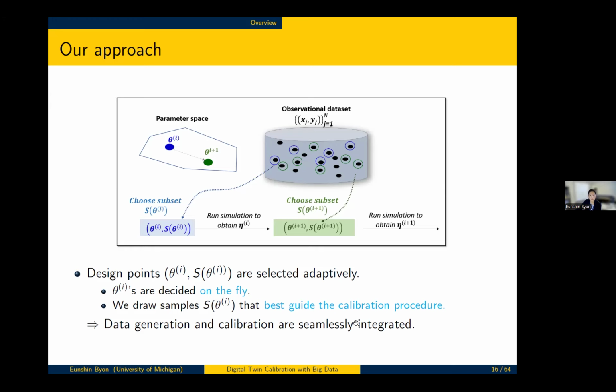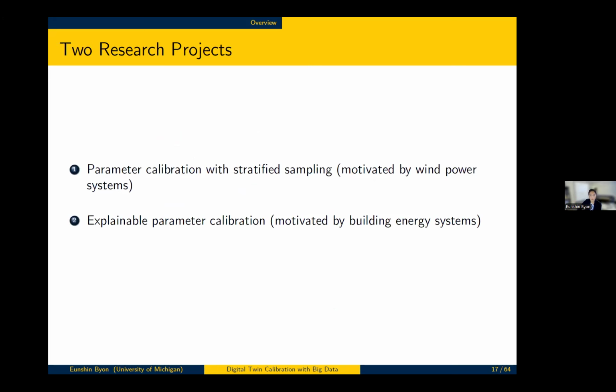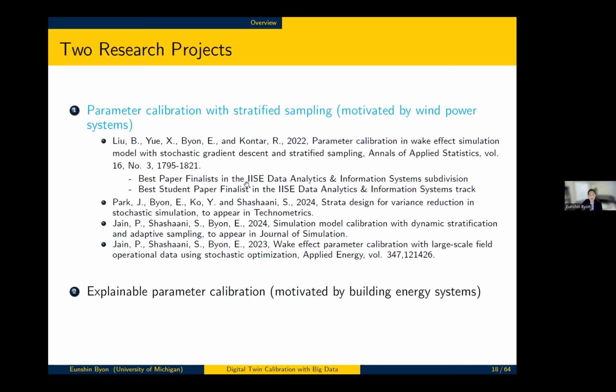So theta i's are decided on the fly, and we draw samples that best guide the calibration procedure. So data generation and calibration are not separate, but seamlessly integrated. So this is the overarching idea of digital twin calibration with big data. And under this overarching framework, I'm going to present two research topics. The first one is the parameter calibration with stratified sampling, which is motivated by wind power systems.